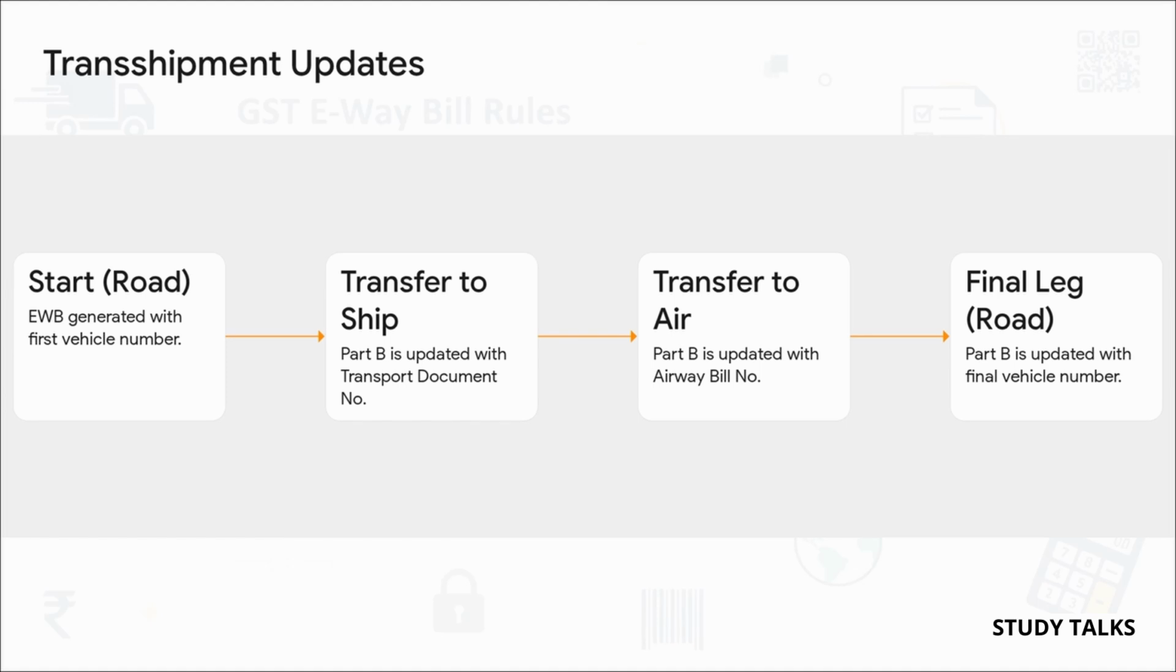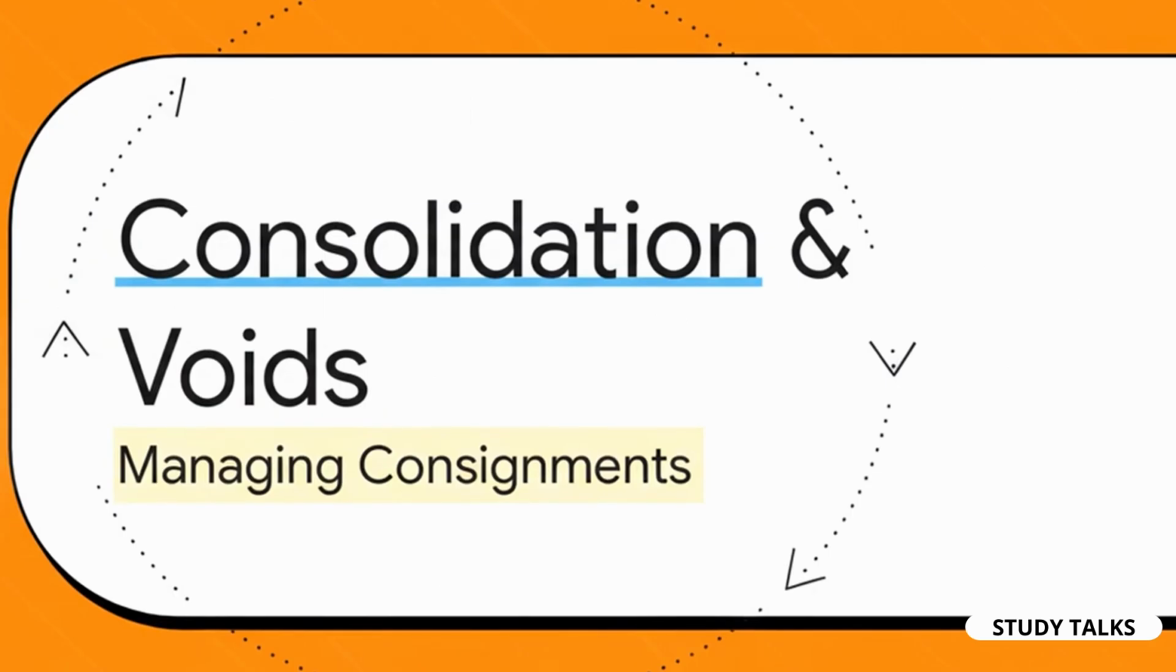So you start with the first truck's number. When it moves to a ship, you update Part B with the ship's document number. Then for the plane, you update it with the airway bill number. And for the final delivery truck, you update it one last time with a new vehicle number. Simple as that.